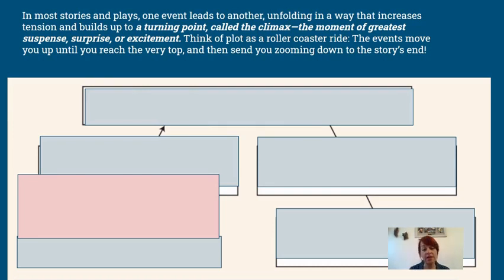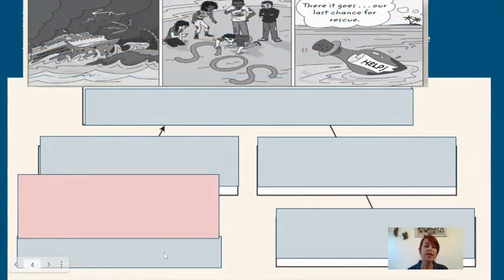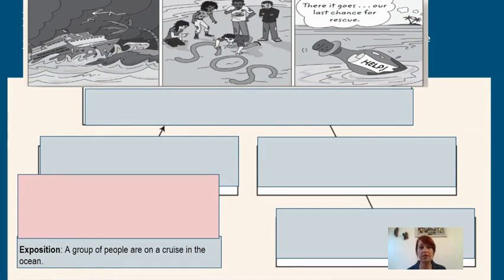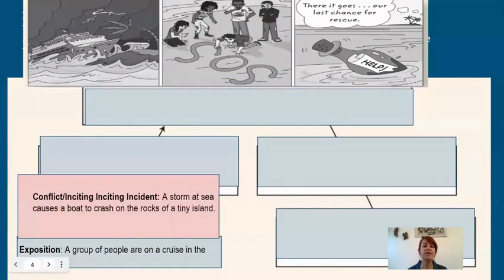So if we look back at our visual story that we're practicing with, we could start with exposition. That's the opening of the story. I might say a group of people are on a cruise in the ocean. That kind of sets the scene for our story. Next, the conflict or the inciting incident. What disturbs the normal everyday life in the beginning of the story to set us on our path? In this case, a storm at sea causes a boat to crash on the rocks of a tiny island.